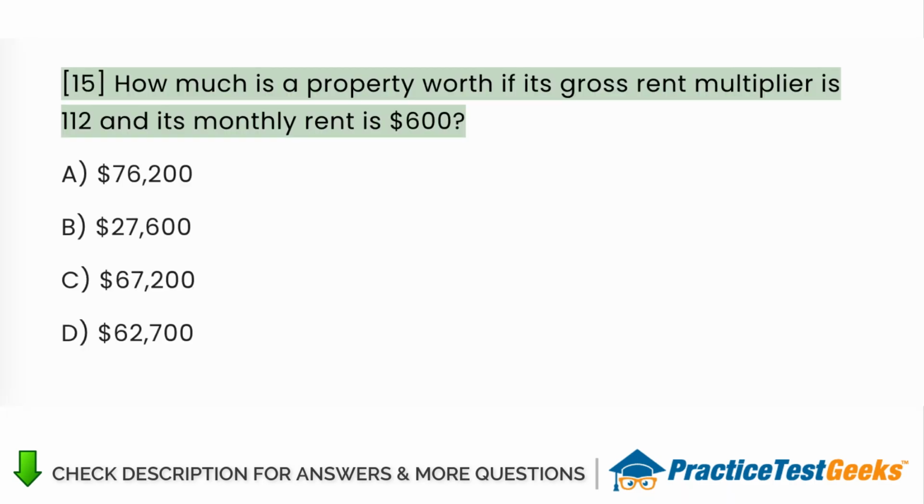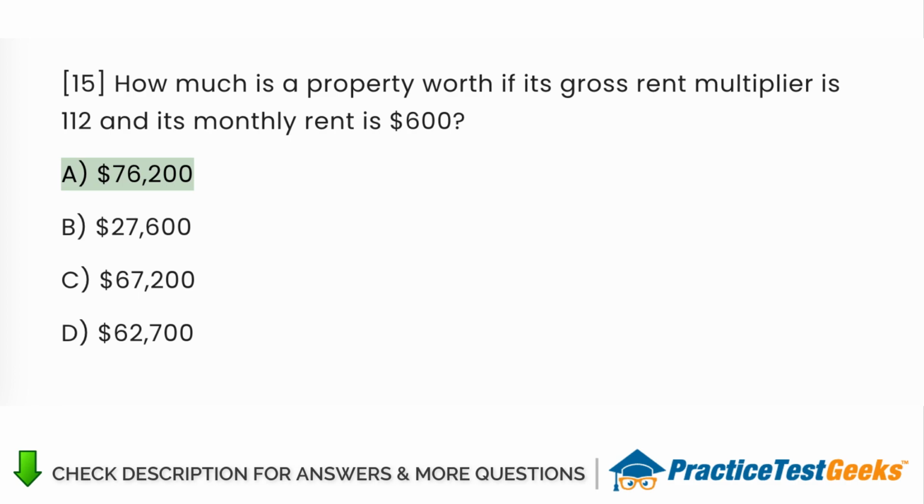How much is a property worth if its gross rent multiplier is 112 and its monthly rent is $600? A. $76,200. B. $27,600. C. $67,200. D. $62,700.